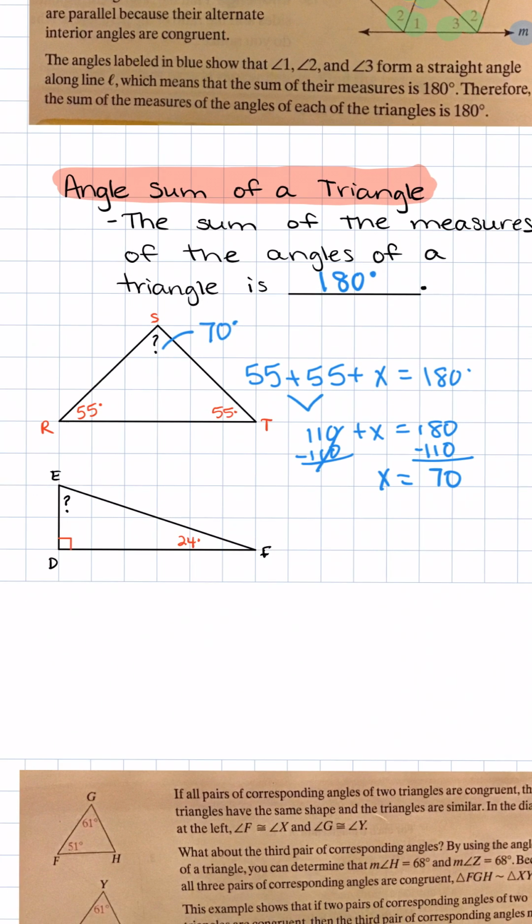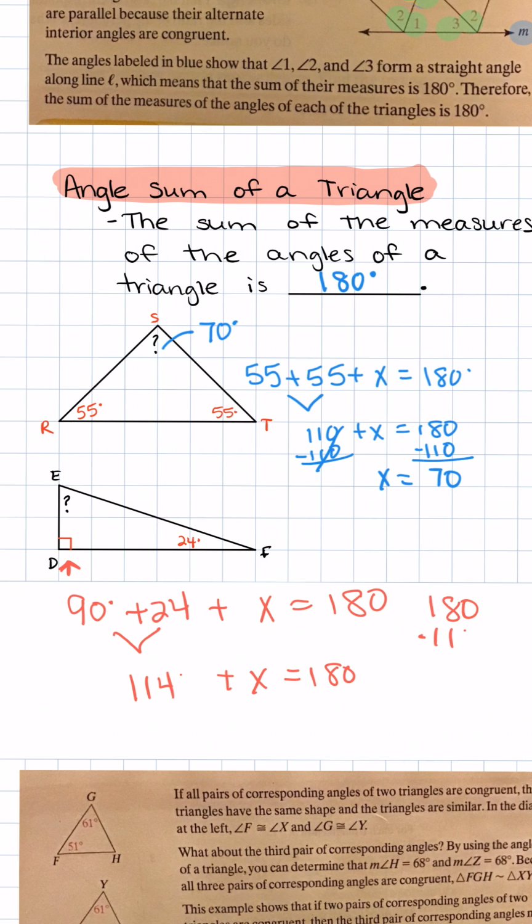This next one, the square right here, what does that mean that it equals? 90 degrees. 90 plus 24 plus, we don't know, equals 180. Add those two together, we get 114. And you don't have to do this. You could just add those together and then automatically subtract it from 180. That's 66. Therefore, this is going to be 66 degrees.